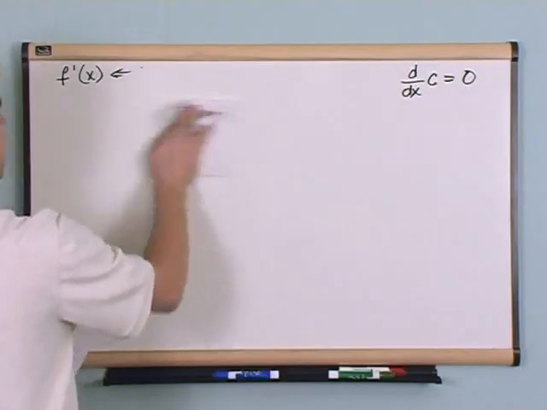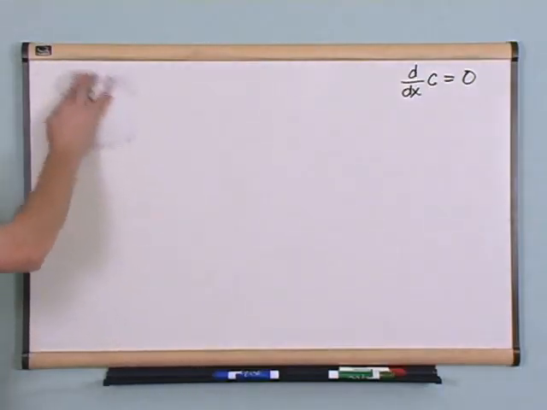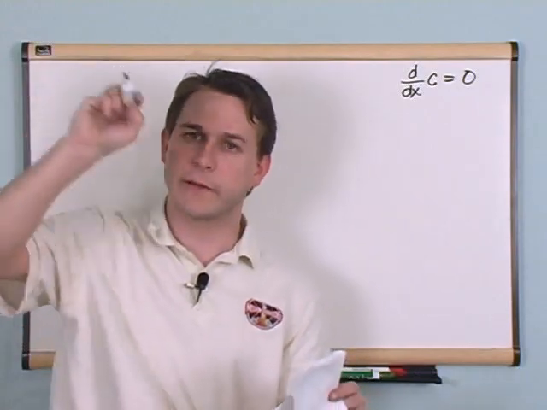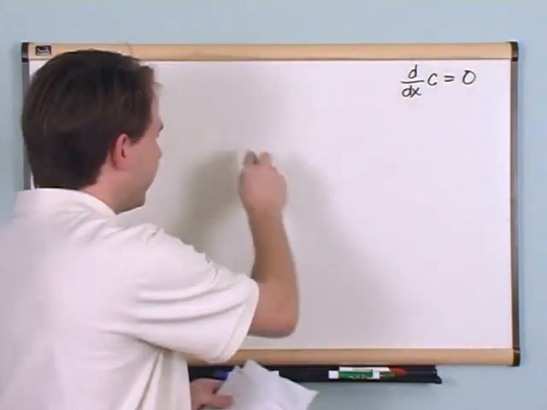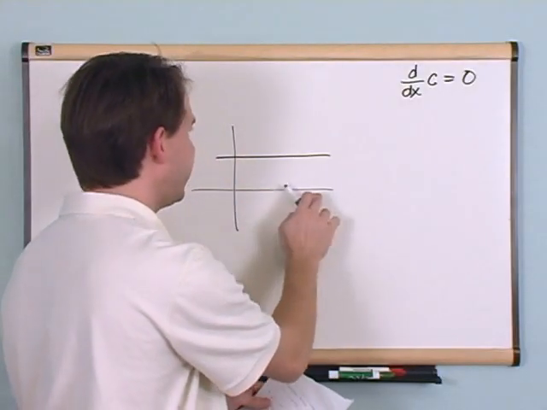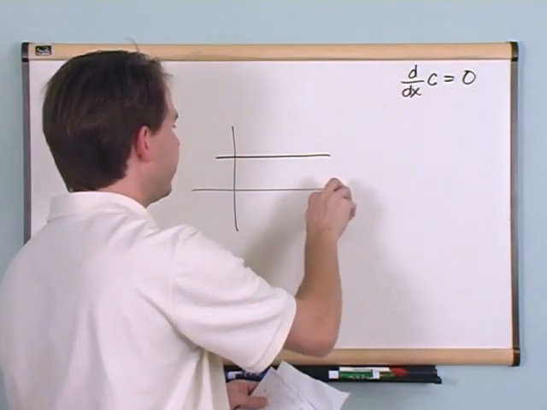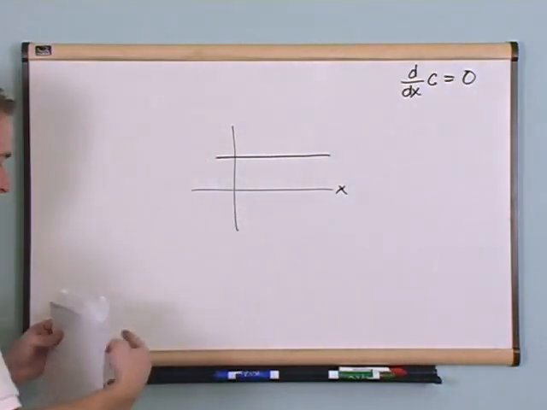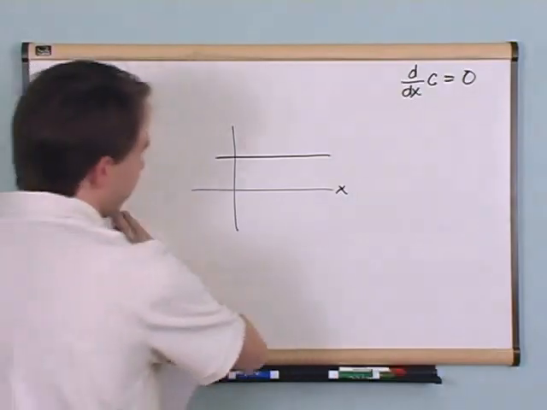What does that mean? Remember the definition of a derivative. The derivative is the slope. How fast does something change? What's the slope of it? Well, a constant, by definition, is a constant with respect to x. If it's a constant with respect to x, it has no slope. Therefore, the derivative must be 0. So that's something you're going to remember as you work problems. The derivative of a constant is 0.